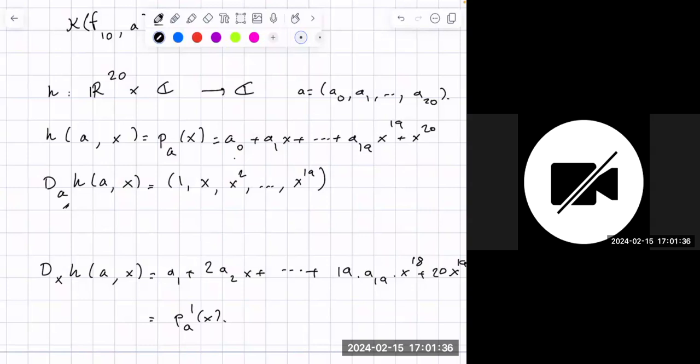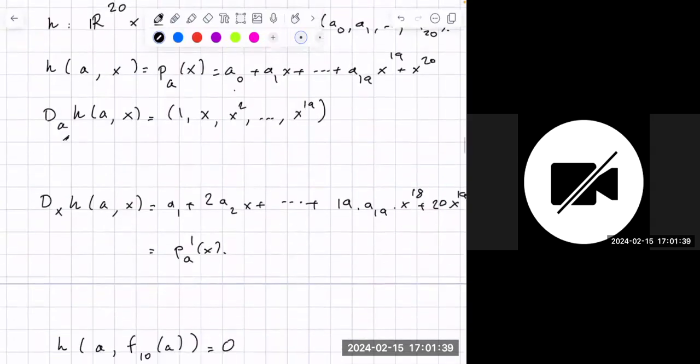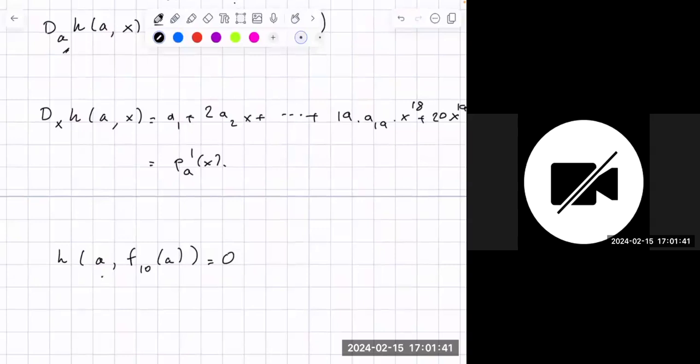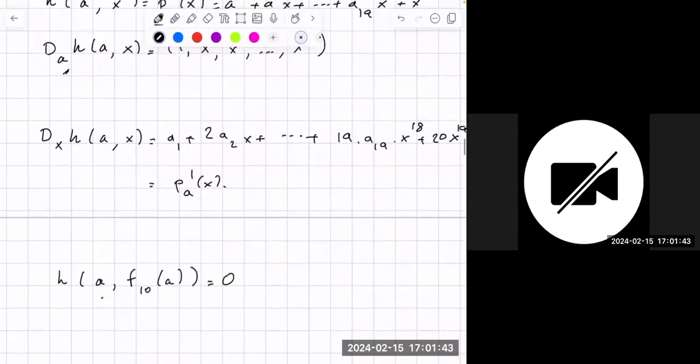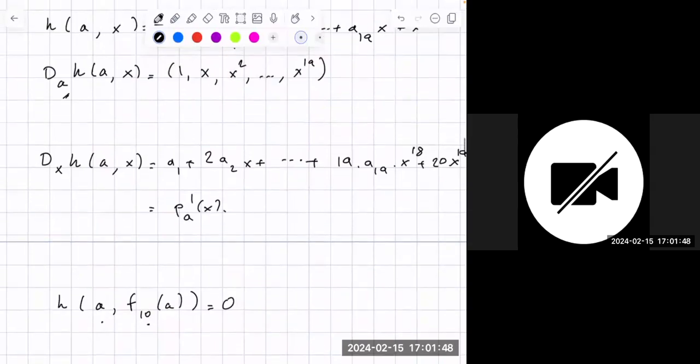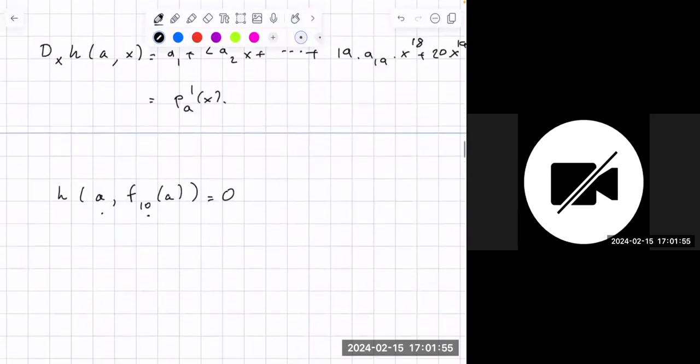So far, so good. Now, one thing I know: when I plug in A as the coefficient, and I go to the 10th root and evaluate it, the output is going to be 0, because that's the definition of a root. Now let me take derivatives of this stuff on the left and right. On the left, you will get DAHA, F10A, plus DX.